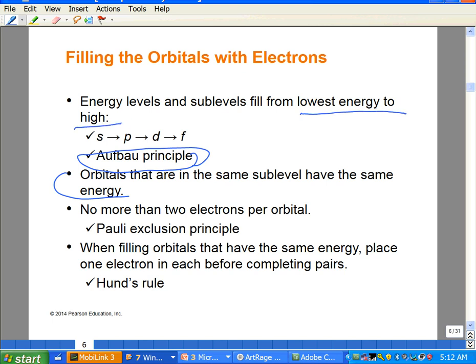Rule number 2 is we cannot have more than 2 electrons in an orbital. We saw that the other day. And this is called the Pauli exclusion principle. Lowest to highest, Aufbau; no more than 2 electrons in the orbital, Pauli exclusion. And then finally, the last thing we have to remember when filling our electrons is Hund's rule.